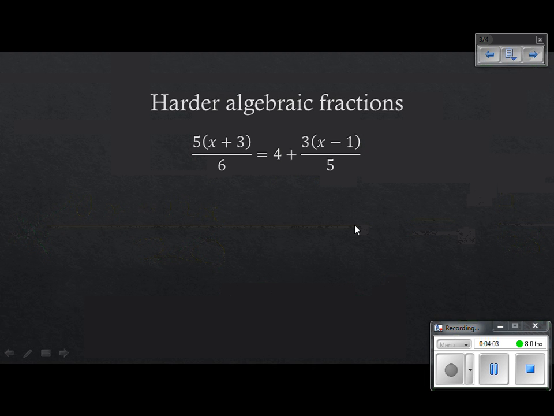Done. But what happens when we end up with stuff like this? Well, truthfully, this actually looks pretty hard, but it's a lot easier than it looks. We've got 6 and 5 being our denominators, so we're going to make a common factor of 30. To get to 30, I have to multiply this one by 5 on top and 5 on bottom. This one has to be multiplied by 6 on top and 6 on bottom. And this one here, this poor little 4, gets multiplied by 30.